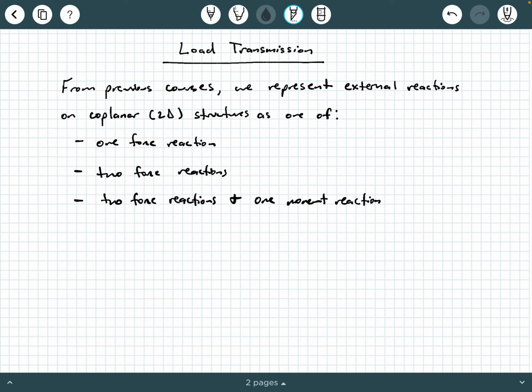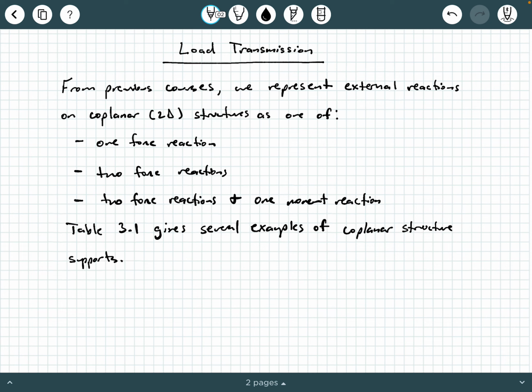Now, these are not the only options for external support reactions. If you're referring to the textbook, table 3.1 gives several examples of coplanar structure supports.